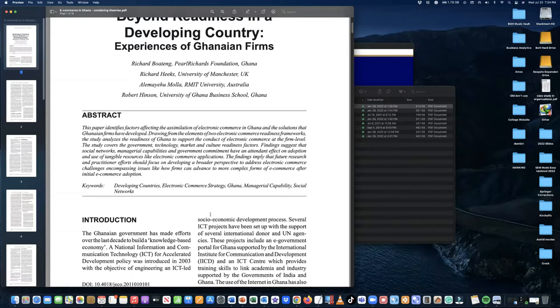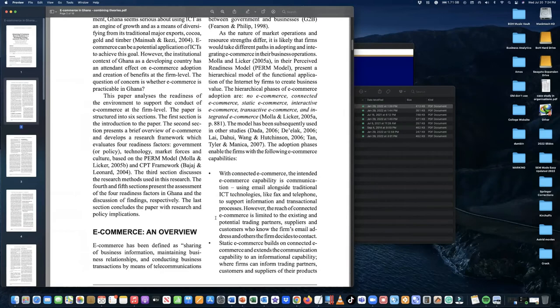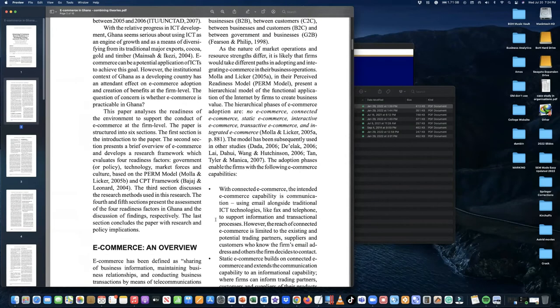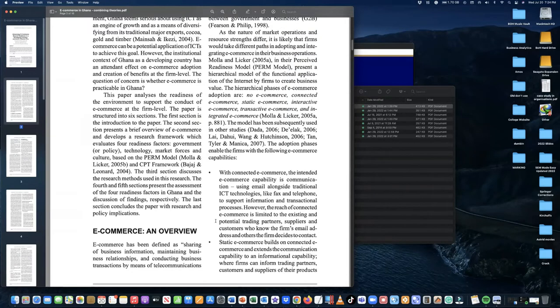Now, how was this model developed? To develop this model, we look at e-commerce, and e-commerce itself has different dimensions. E-commerce is defined as sharing of business information, maintaining business relationships, and conducting business transactions by means of telecommunication.